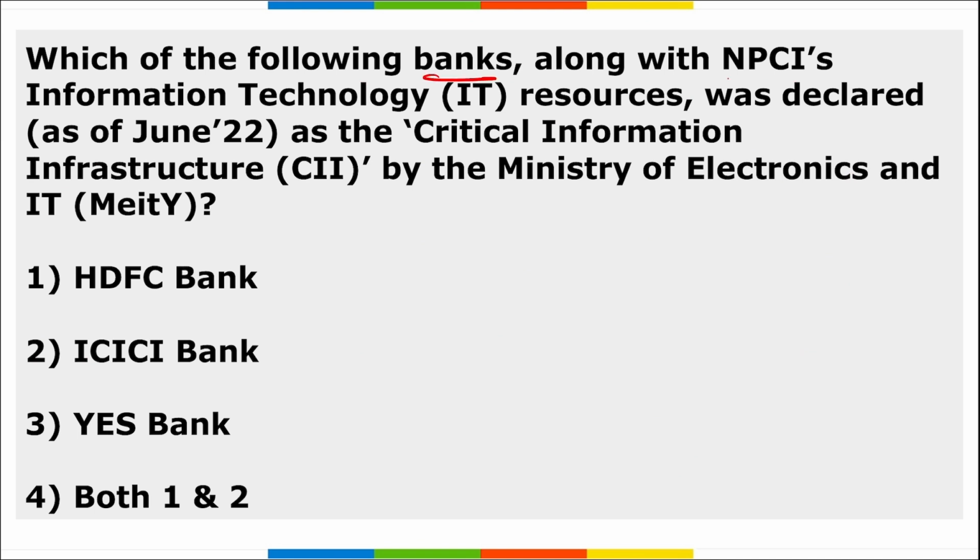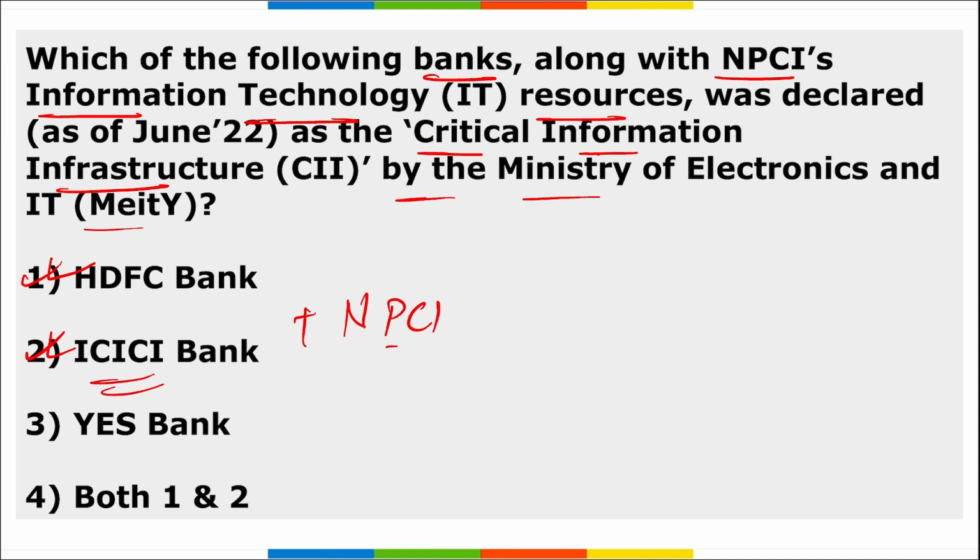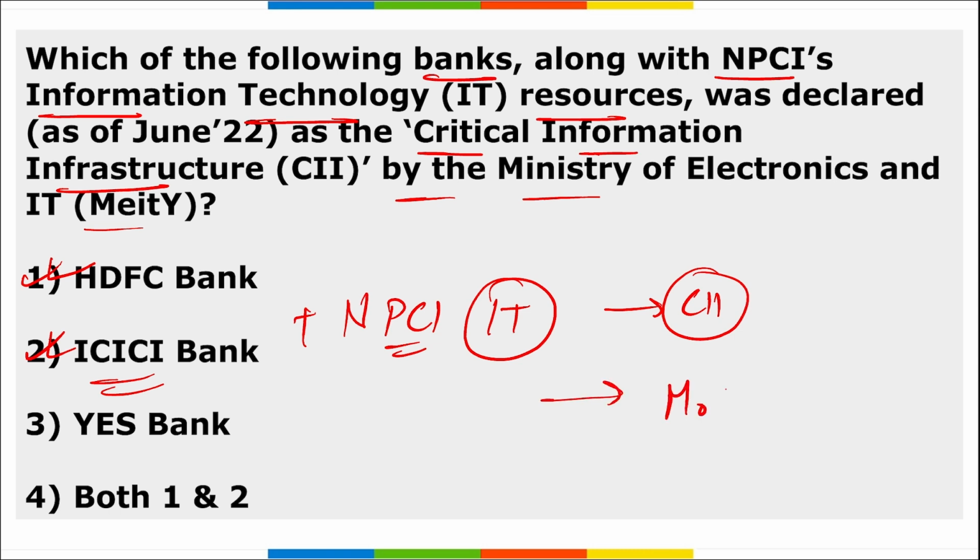Next, which of the following banks, along with NPCI's information technology resource, was declared as critical information infrastructure by the Ministry of Electronics and IT, that is your information and technology? So remember, which bank is it? The correct option is option 1, HDFC Bank as well as ICICI Bank, along with the National Payments Corporation of India's IT resource, were declared as CII, that is your critical information infrastructure. And by which ministry were they declared? It was the Ministry of Electronics and Information Technology.